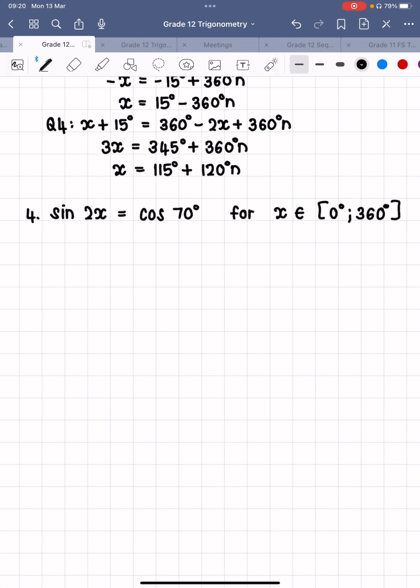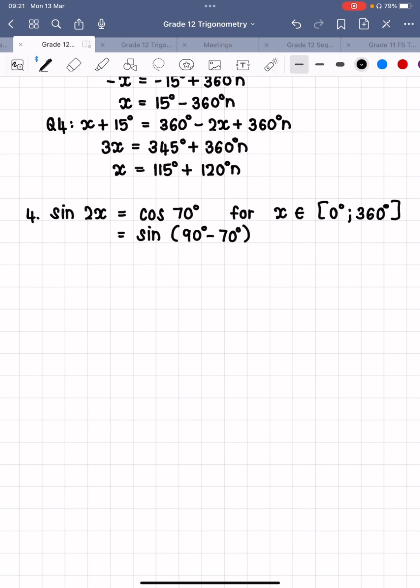as well. Now guys, do I have a sine equals sine? I have a sine equals cos. So I can't actually just say that this is going to be my reference angle, because sine equals cos, it's not the same trig ratio, okay? Can I change cos 70 so that it's a sine instead of a cos? Yes, good. So I'm going to rewrite cos 70 as sine of 90 minus 70.